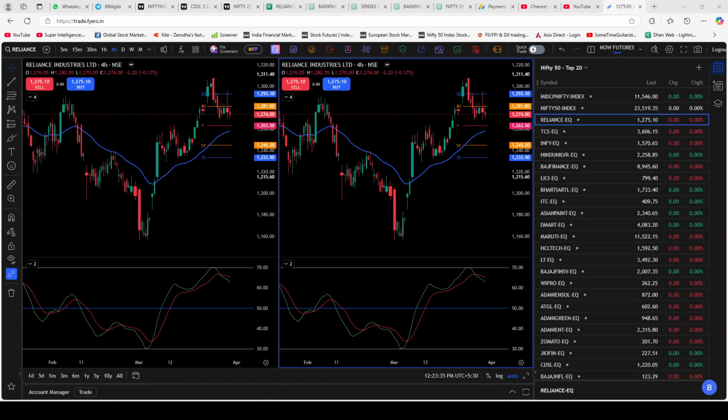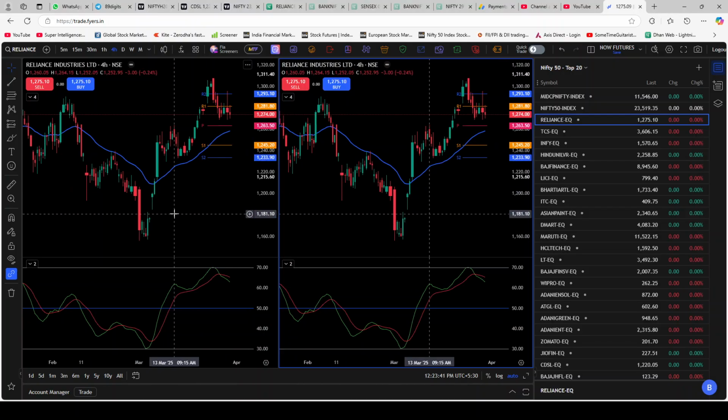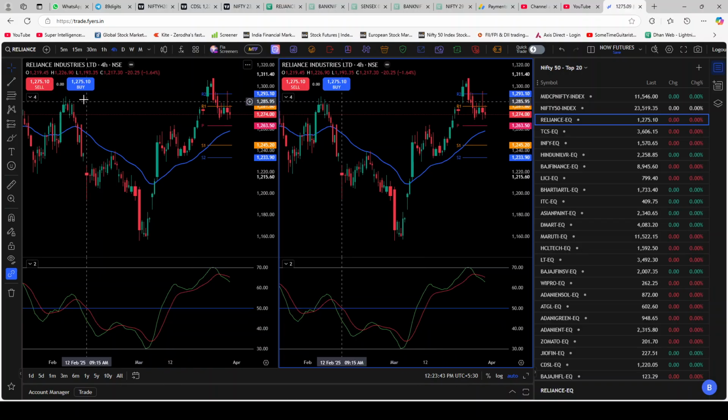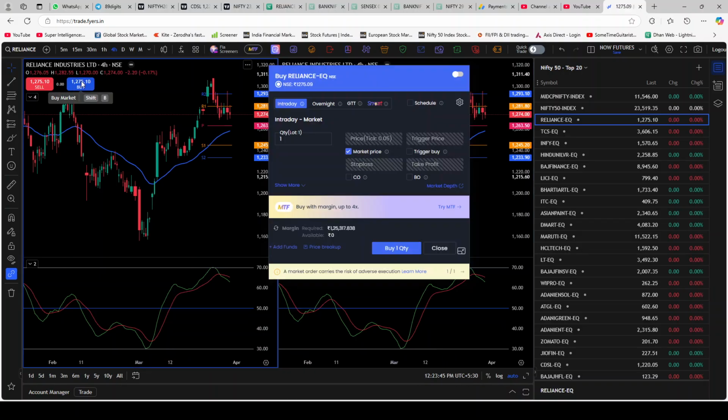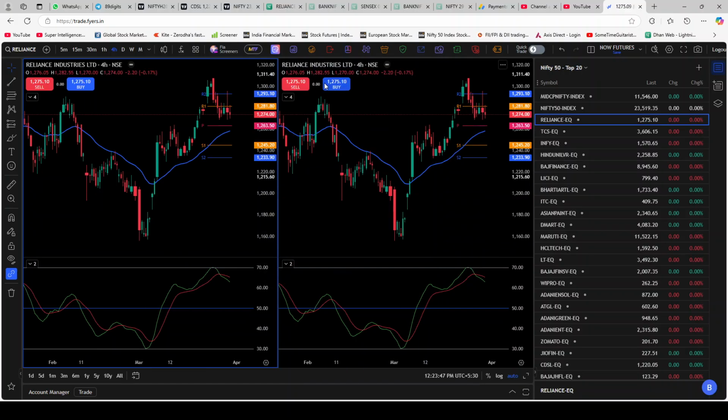All right. So if I look at Reliance, on the left hand side I've got the spot chart, and say I want to buy Reliance. First, let me explain this to you in the futures. Then we will see the benefit of futures compared to the spot price.